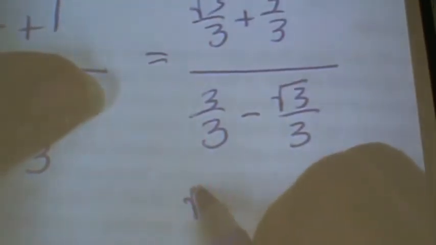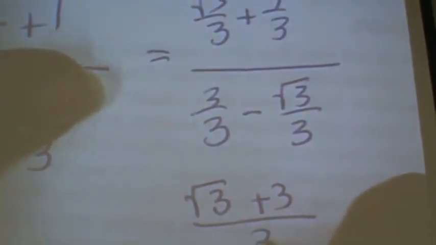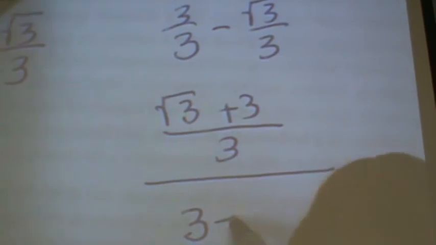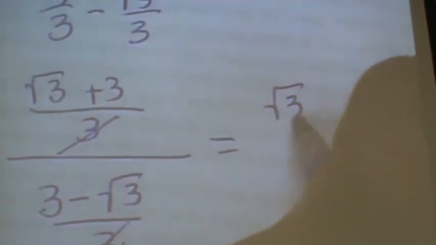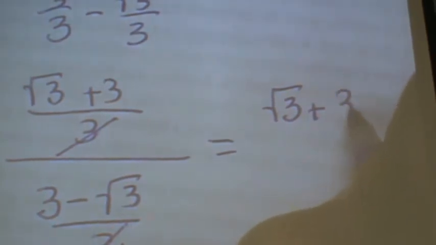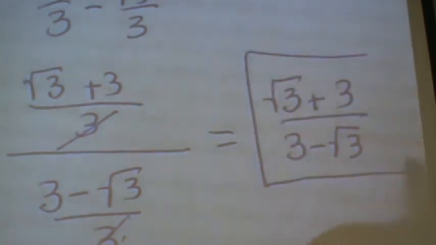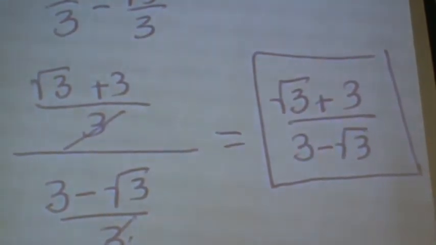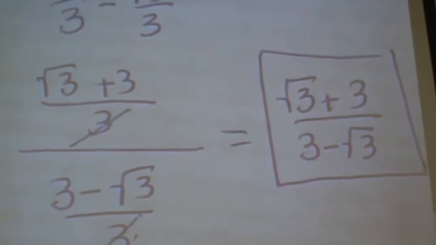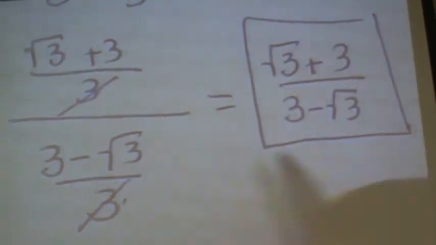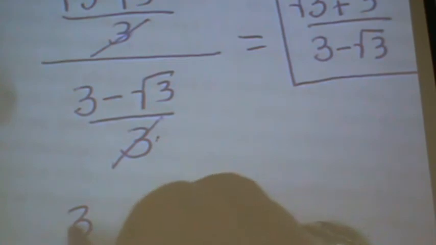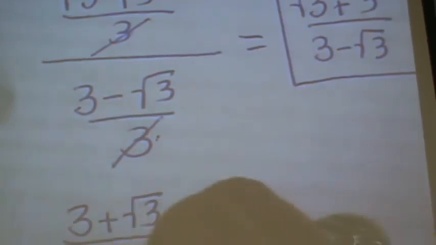On top you have root 3 plus 3 over 3. On the bottom you have 3 minus root 3 over 3. Does anyone know what happens to these two 3's? They cancel out. This is called the unrationalized answer. And since this is a pre-calc class, we expect you to take this answer. And if you want to write it as 3 plus root 3, it's the same thing.